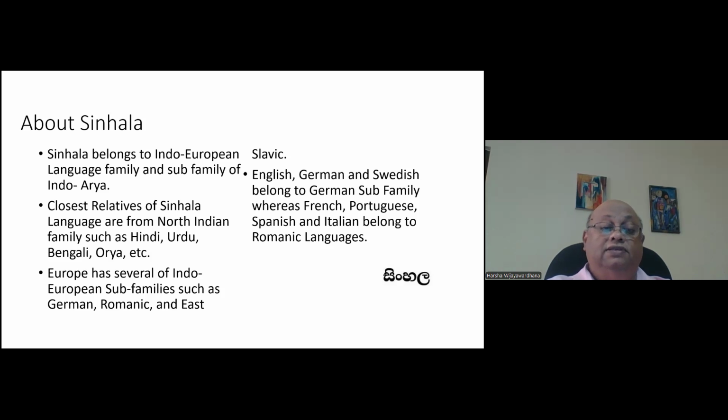Europe has several Indo-European subfamilies, such as Germanic, Romanic, and East Slavic. Slavic is also a subfamily. So English, German and Swedish belong to the Germanic subfamily, whereas French, Portuguese, Spanish, and Italian belong to the Romanic languages.